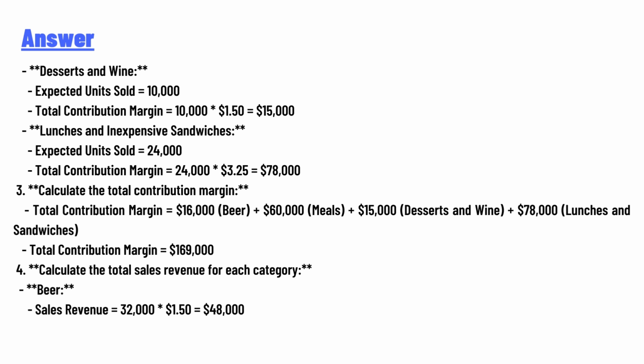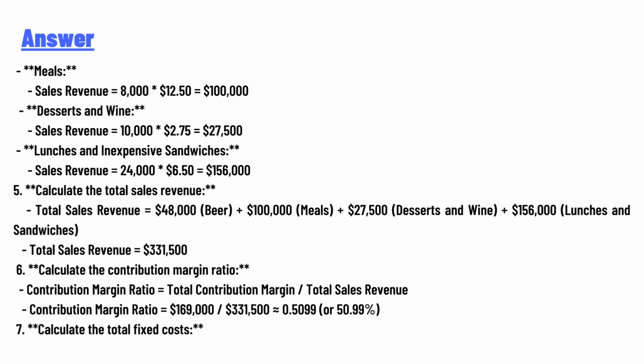Fourth, calculate total sales revenue for each category. Beer sales revenue: 32,000 multiplied by 1.50 is equal to 48,000. Meal sales revenue is equal to 8,000 multiplied by 12.50, which is 1 lakh. Dessert and wine sales revenue: 10,000 multiplied by 2.75 is 27,500. Lunches and inexpensive sandwiches sales revenue is 24,000 multiplied by 6.50, which is equal to 1,56,000. Calculate the total sales revenue. Total sales revenue is 48,000 plus 1 lakh plus 27,500 plus 1,56,000, which is equal to 3,31,500.